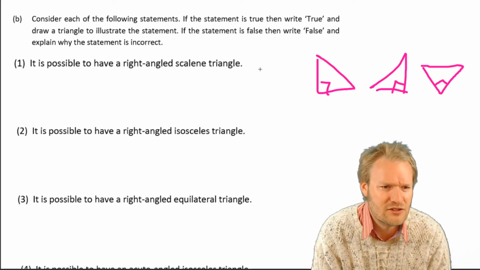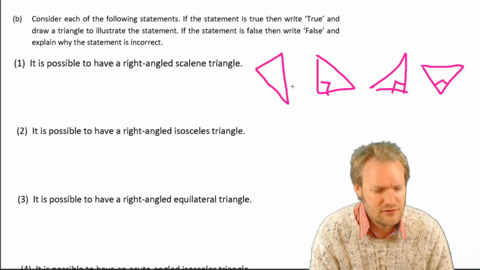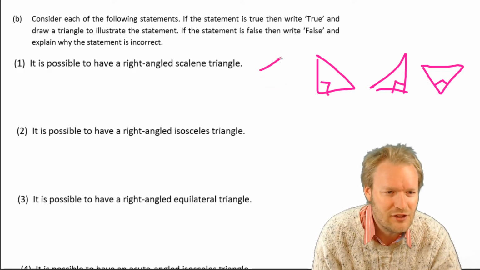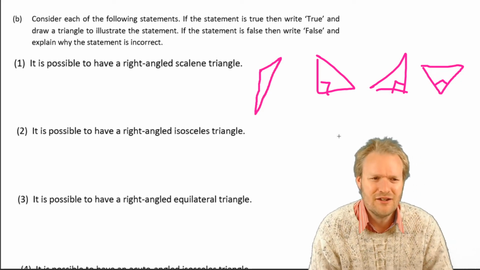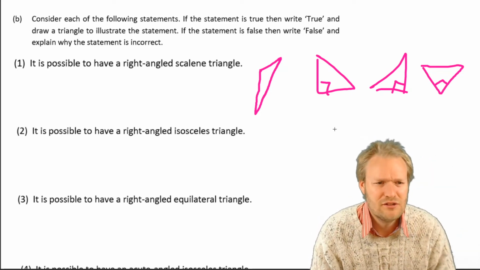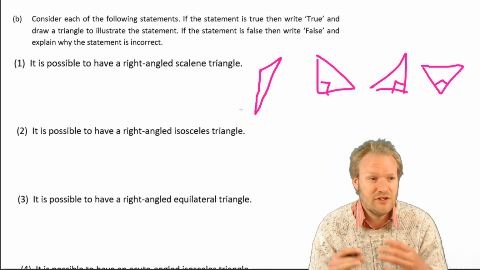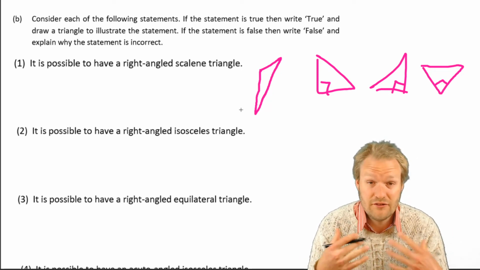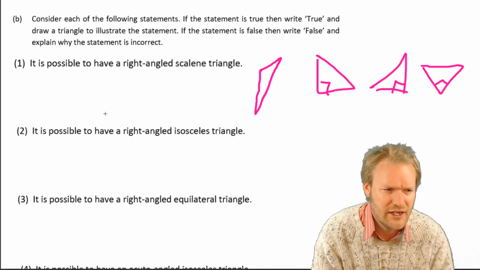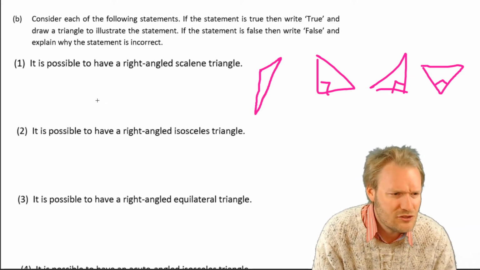Scalene triangle means what? We said that it had 3 different lengths. That looks more like an isosceles triangle. Let's do one that's going to be like way long, like that. That looks more like a scalene, right? So do you think it's possible to have some sort of triangle that has 3 different lengths, 3 different angles, and has a right angle? Well, let's try and construct it.